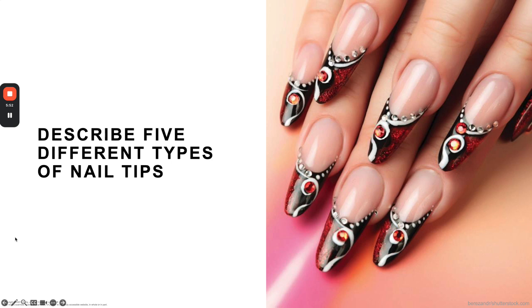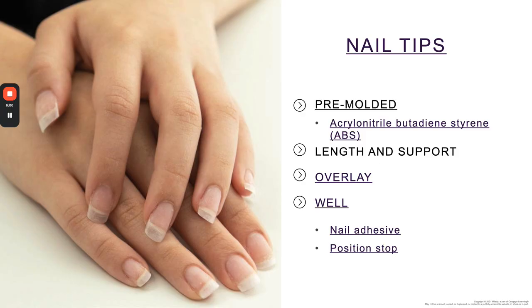Okay. Objective number 4 covers describing the 5 different types of nail tips. Once your nails have been prepared, whether with dry or wet manicure, you'll need to decide whether you're going to use tips or forms to create their extensions, the nail extensions.